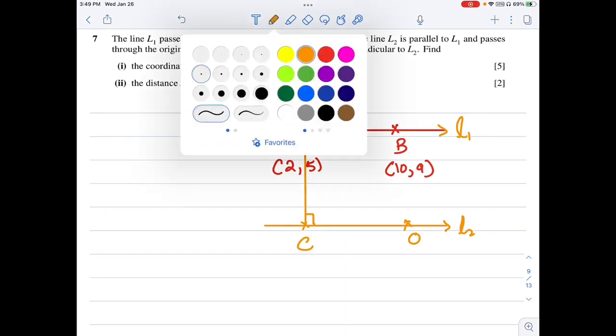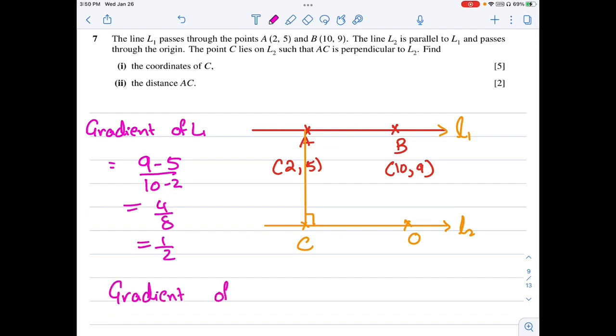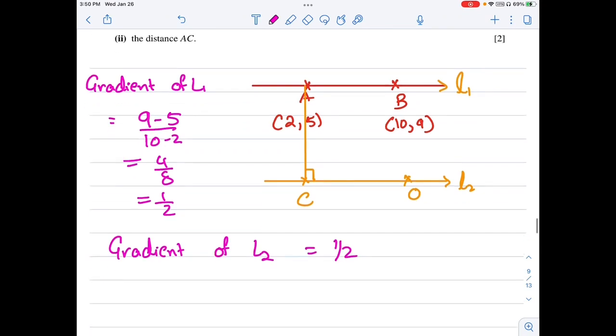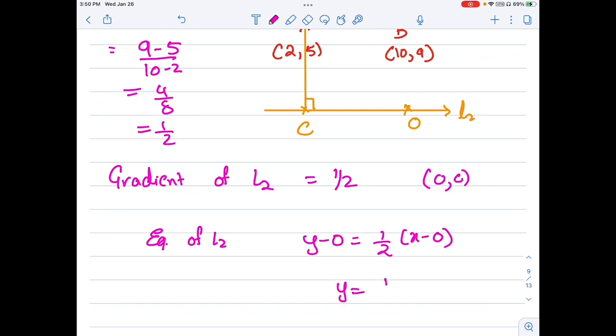So first of all, I find the gradient of L1, which is (y2 - y1) by (x2 - x1), which is 4 upon 8, which is 1 upon 2. So the gradient of L2 also will be 1 upon 2, because they are parallel lines. Now L2 passes through the origin, so I can find the equation of L2. y - y1 equals m times (x - x1). So what do I get? y equal to 1 upon 2 x. This is the equation of L2.